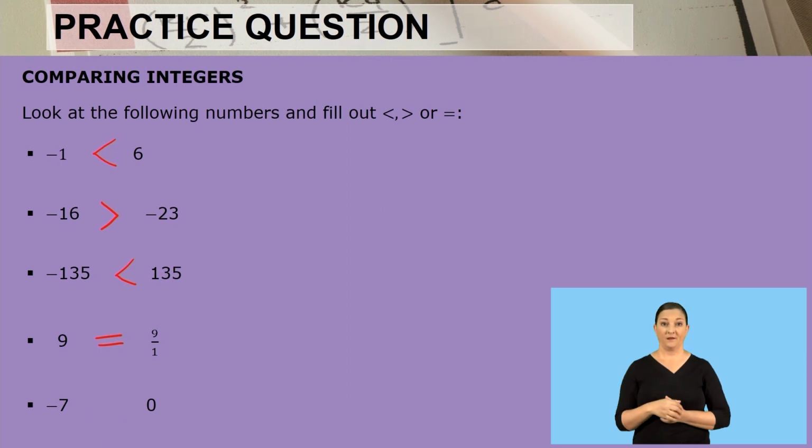Then we have a negative 7 and a 0. So which one is smaller and which one is bigger? Actually, because the negative 7 is on the left side of the number line, it means that the negative 7 is smaller, which actually means that the 0 is bigger. So we say that negative 7 is smaller than 0.